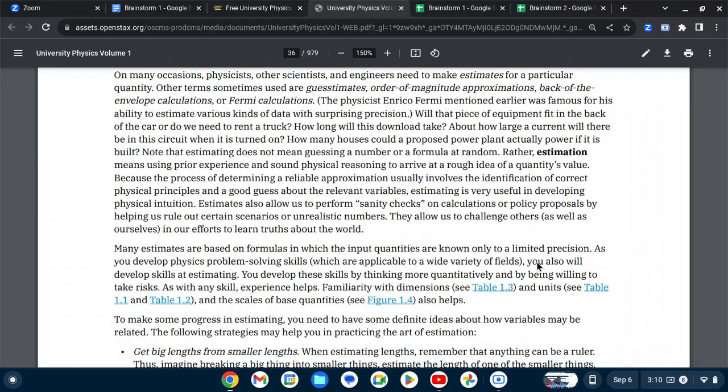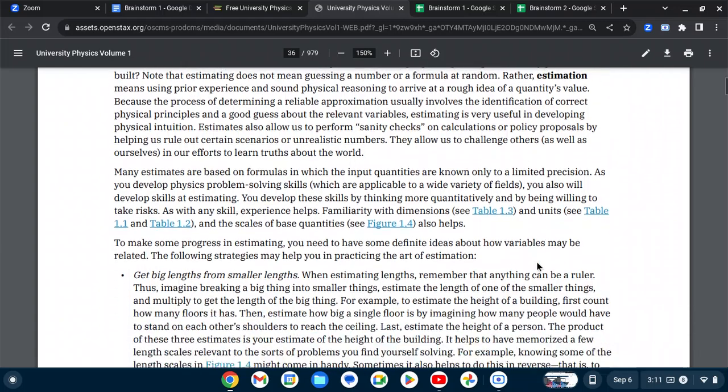Because the process of determining a reliable approximation usually involves the identification of correct physical principles and a good guess about the relevant variables, estimating is very useful in developing physical intuition. Estimates also allow us to perform sanity checks on calculations or policy proposals by helping us to rule out certain scenarios or unrealistic numbers. They allow us to challenge others in our efforts to learn truths about the world.